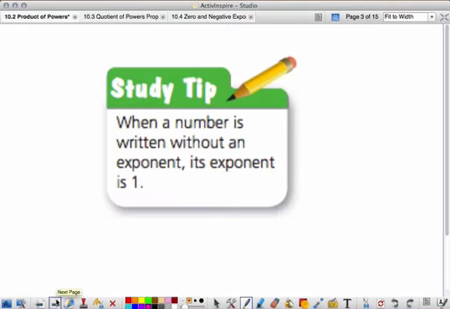One thing you need to remember is that when a number is written without an exponent, the exponent is always 1. When you're adding exponents, if you don't add that 1 in there, it's going to mess you up.